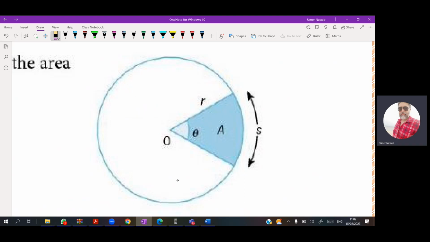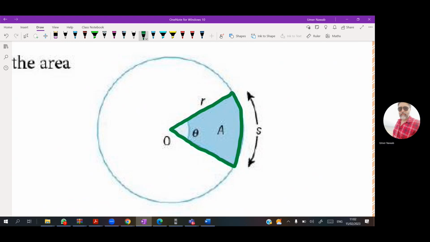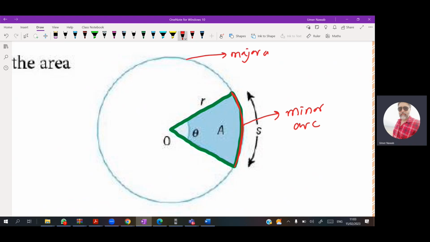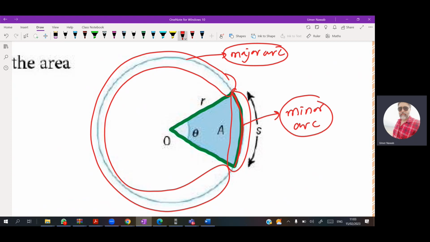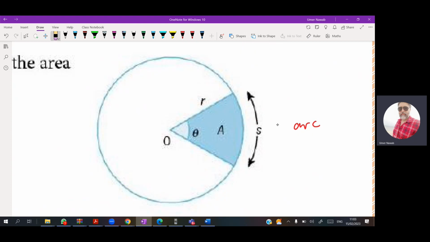Okay, I'm actually interested in this area, and this sector. The examiner will be asking you for the area of a sector, and he will also be interested in the arc length. This arc length is a small part of the circumference, so mathematicians call it a minor arc, and the other part is the major arc. And boys, if you add the length of the minor arc and the major arc, what is this? Come on, it is equal to the circumference of a circle. Okay, this is just for your knowledge.